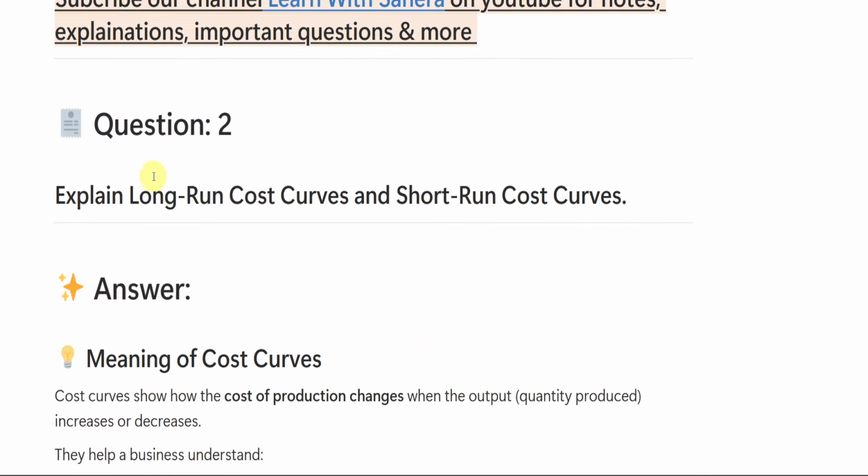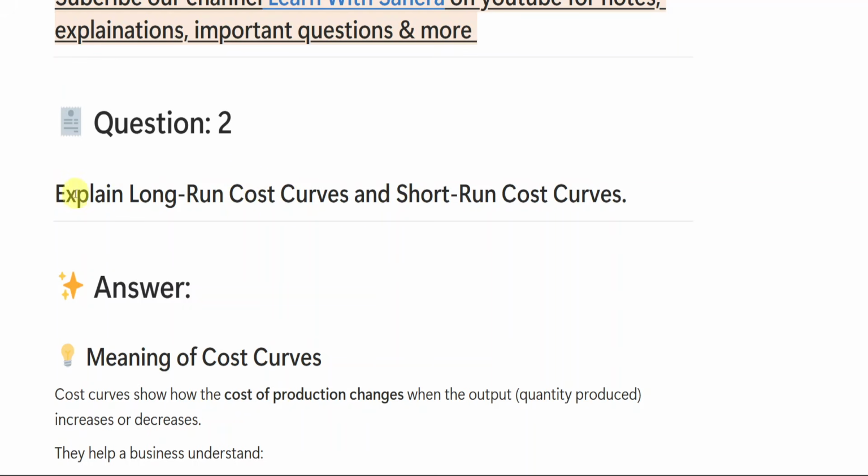Now let us have a look at long run cost curves and short run cost curves. So students, there are two types. These curves show how cost changes when output changes.